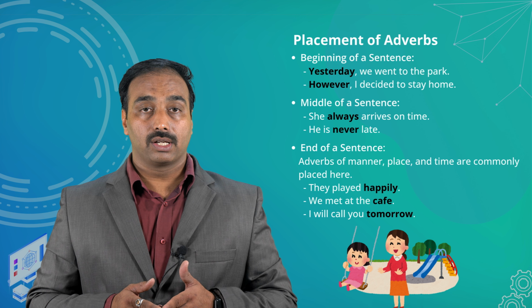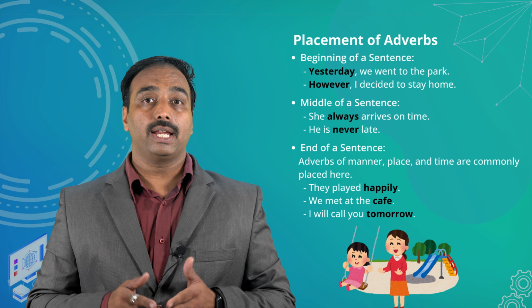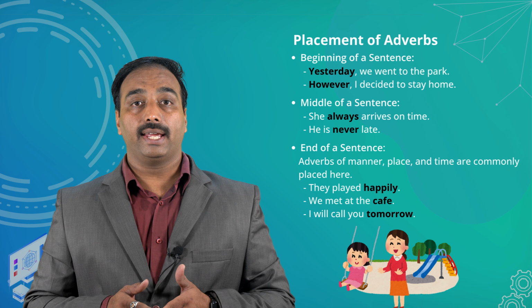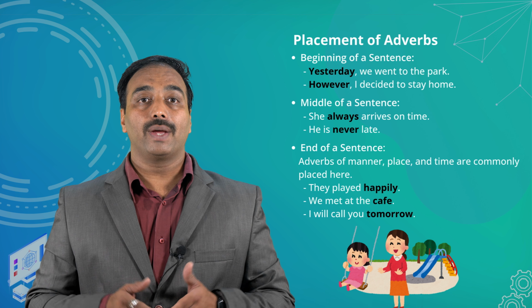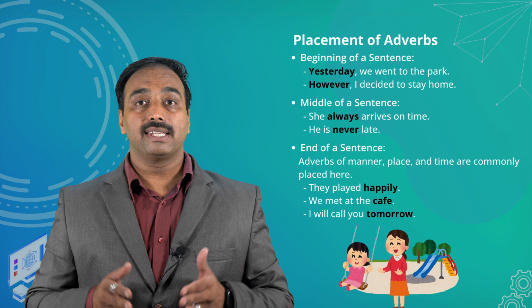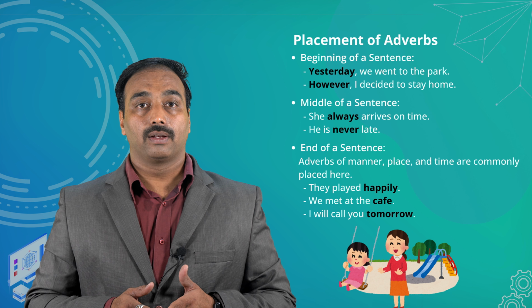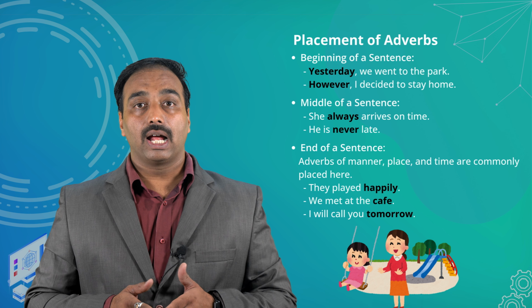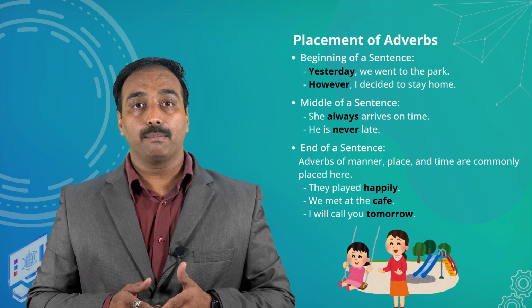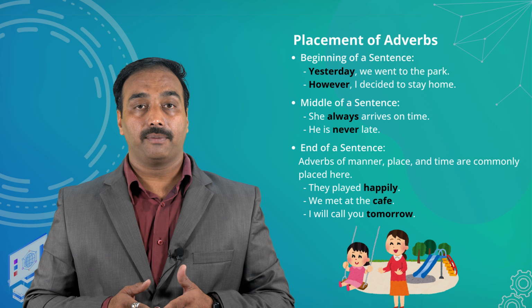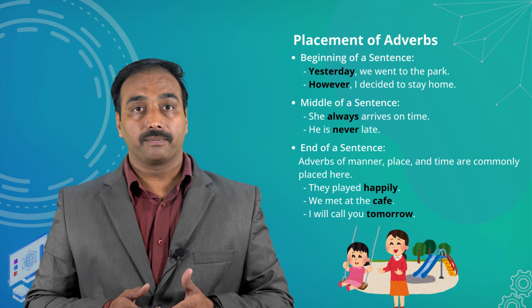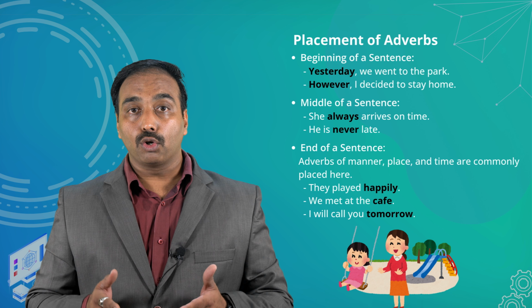Middle of a sentence. Adverbs of frequency typically occupy this position, especially between the subject and the main verb. Example, she always arrives on time. He is never late. End of a sentence. Adverbs of manner, place, and time are commonly placed here. Example, they played happily. We met at the cafe. I will call you tomorrow.